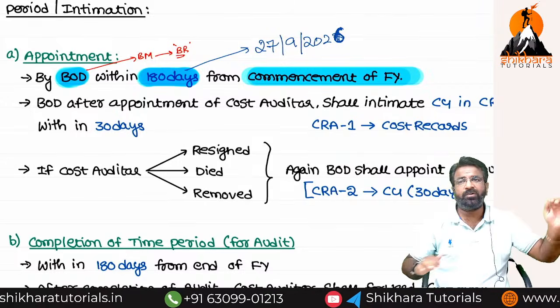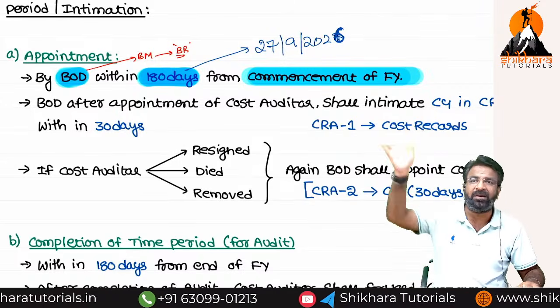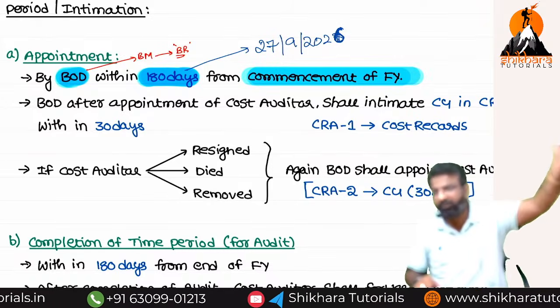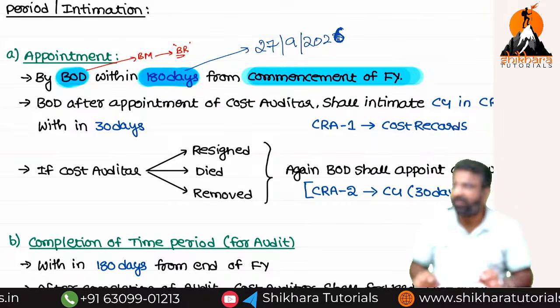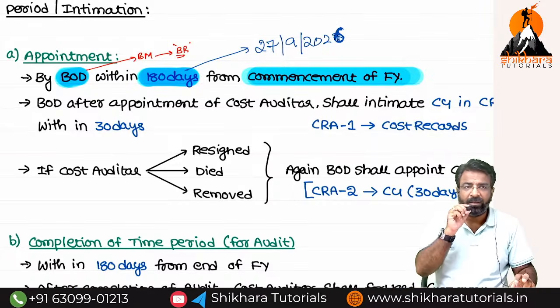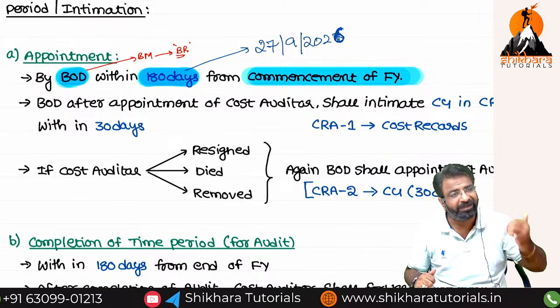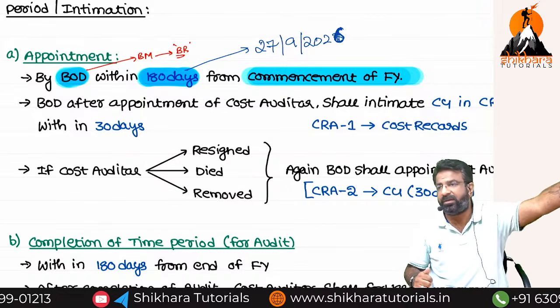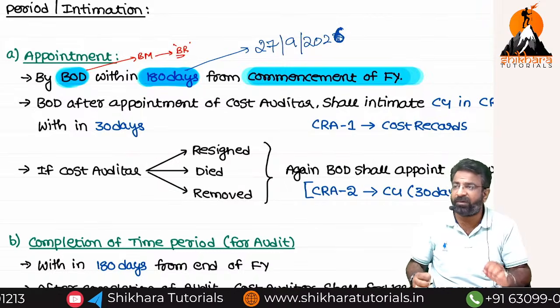Now, who doesn't know that we have appointed a cost auditor? The central government. On the MCA portal we will go and file the form number CRA2. By this form we will send the details of our cost auditor or cost auditors to the central government within 30 days from the date of appointment.